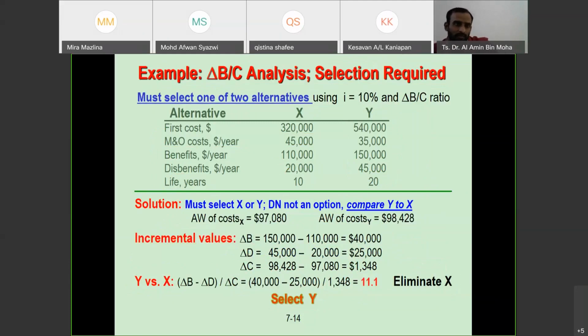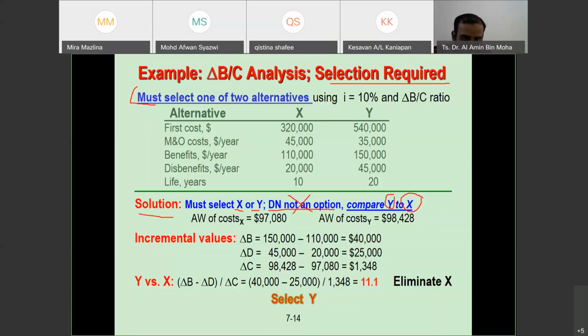Here, there's no do nothing. Why? They said must select. So this is the condition: selection is required. It means that we must select X or Y, so do nothing is not an option. If you see the solution here, must select X or Y. Do nothing is not an option. So in this case, we are not going to consider do nothing. We are going to directly compare Y to X.